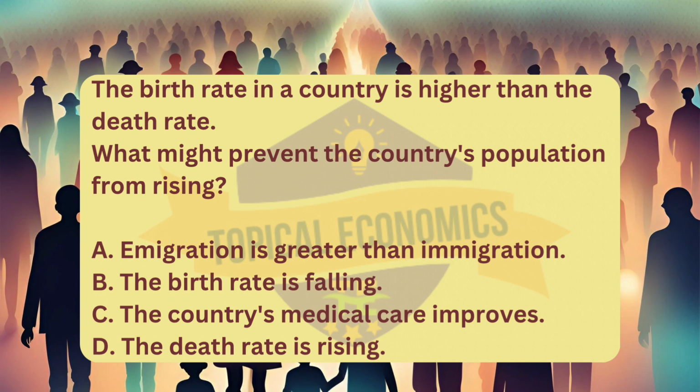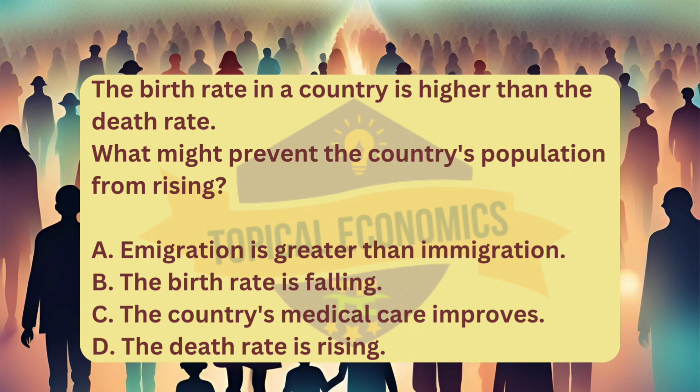Analyzing the other options. Option B: the birth rate is falling. While a falling birth rate could eventually slow down population growth or even lead to a decline in population, the statement in the question suggests that the birth rate is still higher than the death rate. So, as long as the birth rate remains higher than the death rate, population growth should continue. This option doesn't directly address a situation where population growth is prevented despite a higher birth rate.